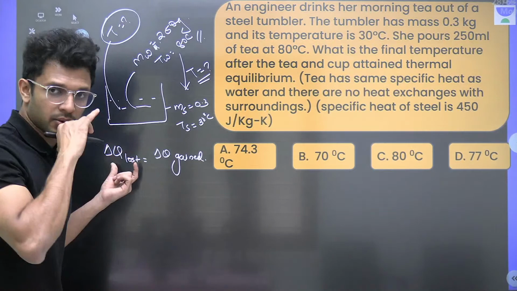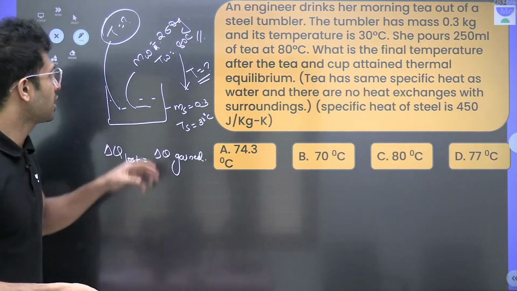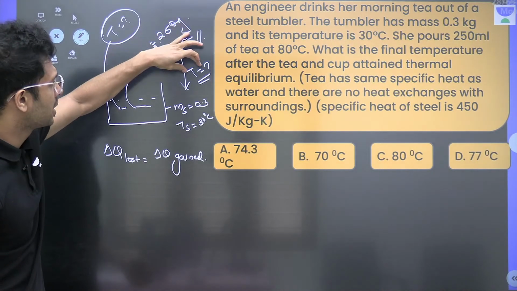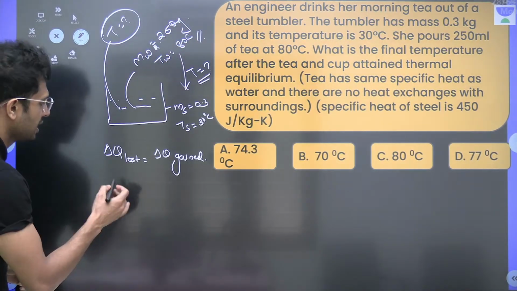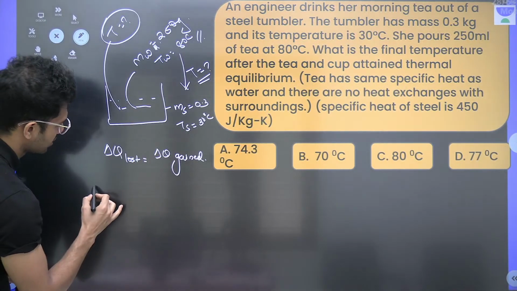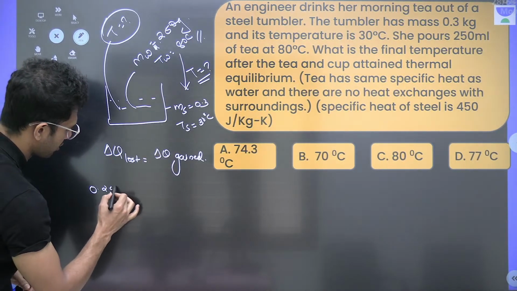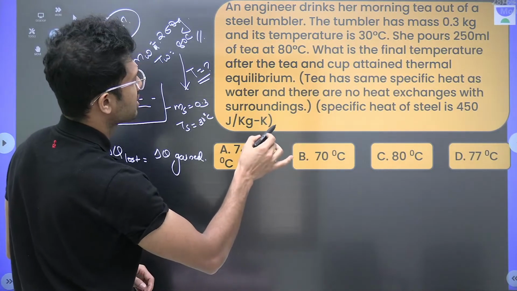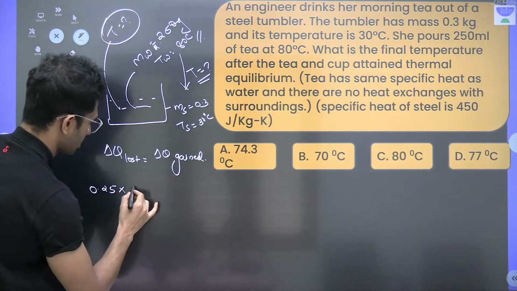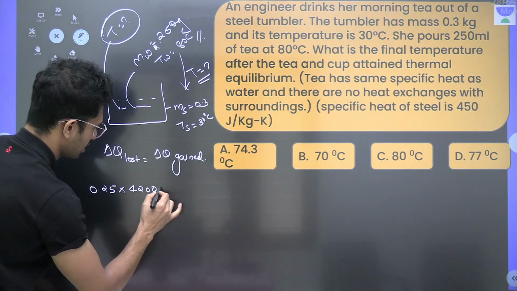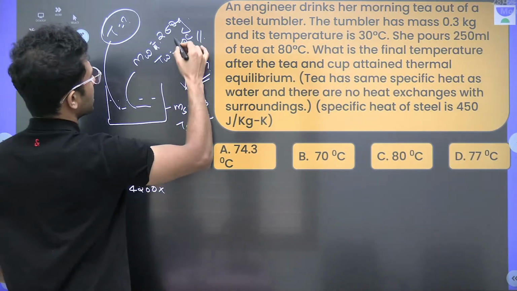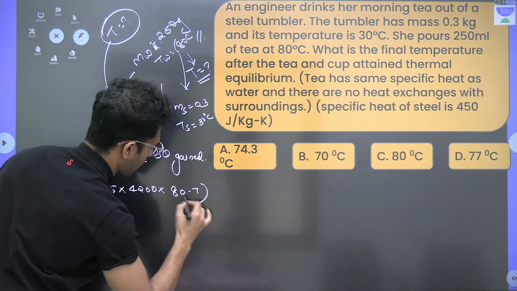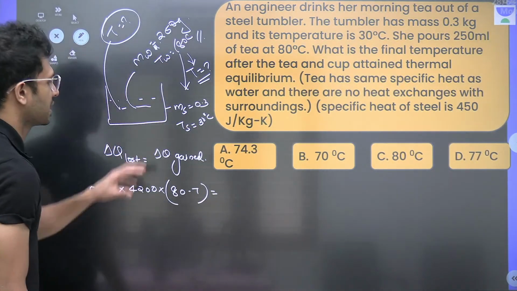Okay. How much heat energy is being lost by water when it moves from 80 degrees Celsius to a common temperature of T? The formula is mass of water, which is 0.25, into specific heat capacity of water, 4200, into change in temperature. How much? It was 80, now it becomes T. So that is 80 minus T, which is equal to the heat energy gained.